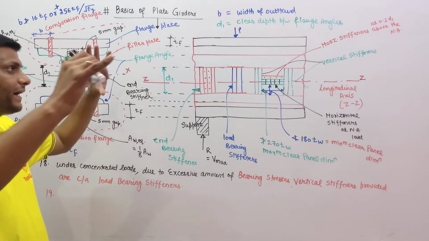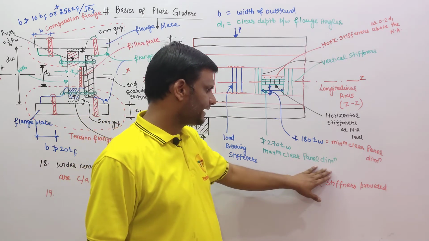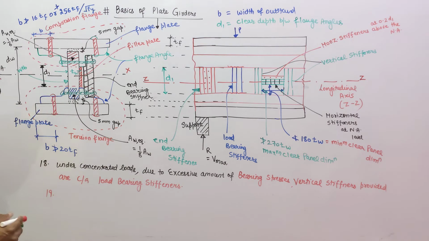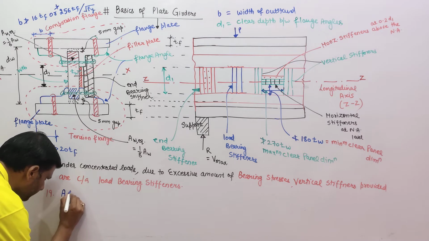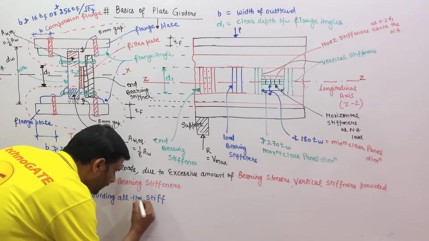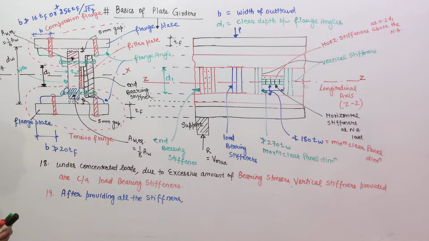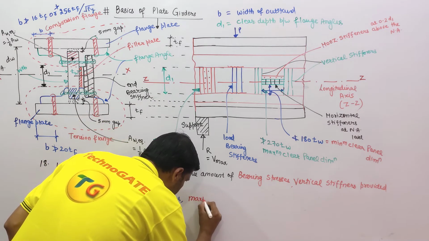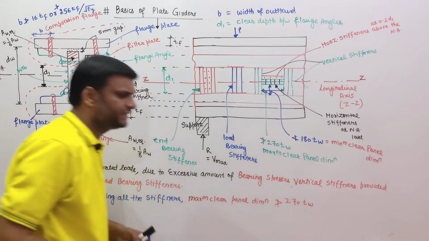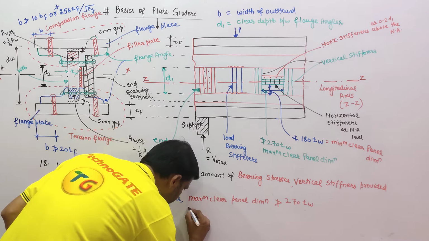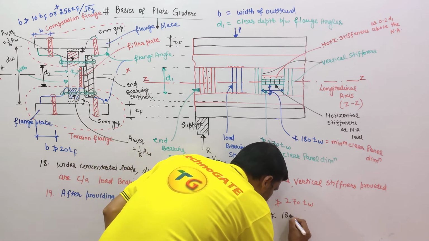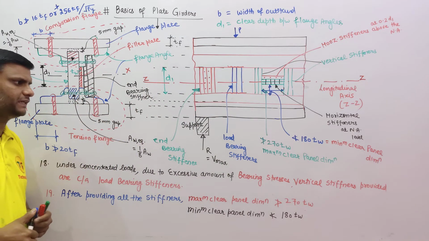Now the next point. After providing all the types of stiffeners, the maximum clear panel dimension shall not be more than 270 TW and the minimum clear panel dimension shall not be less than 180 TW. So it is a very important point. After providing all the stiffeners, the maximum clear panel dimension shall not be more than 270 TW and the minimum clear panel dimension shall not be less than 180 times TW, as shown in the figure.